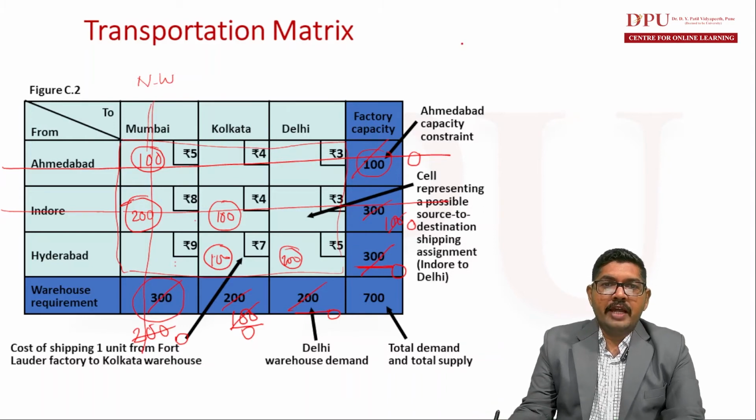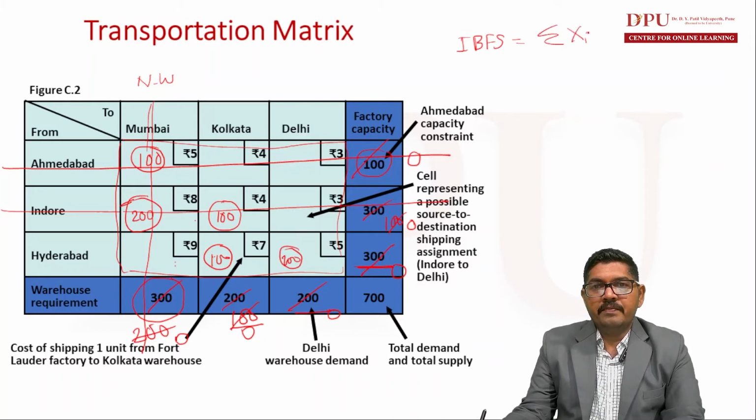So let us calculate the initial basic feasible solution. How do we calculate it? Summation of Xij multiplied by Cij. Cij is the cost of transportation from each source to each destination and Xij is the quantity to be transported from each source to each destination. So how do we calculate this?